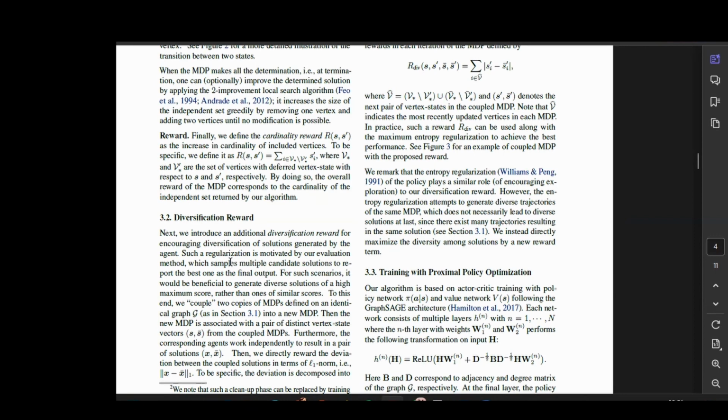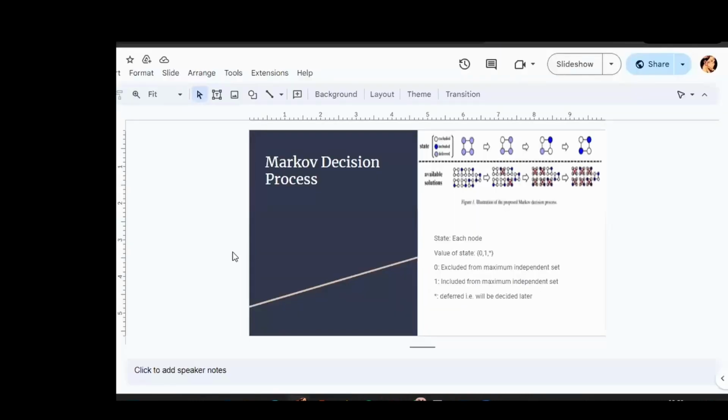LWD is designed to be more flexible and efficient compared to traditional combinatorial optimization methods, including those that rely heavily on heuristics or intensive computations. Talking about the Markov decision process and explaining how it works.